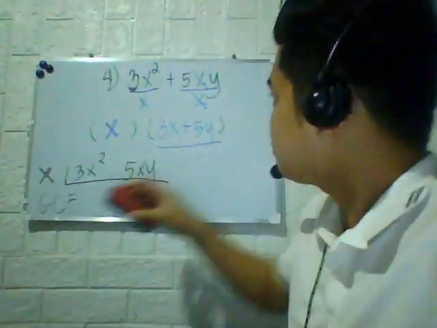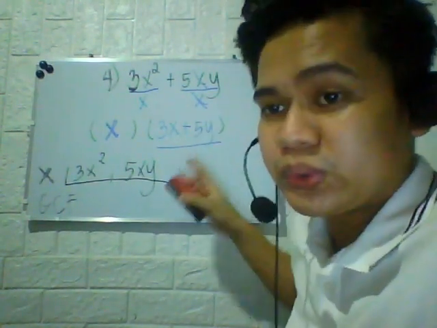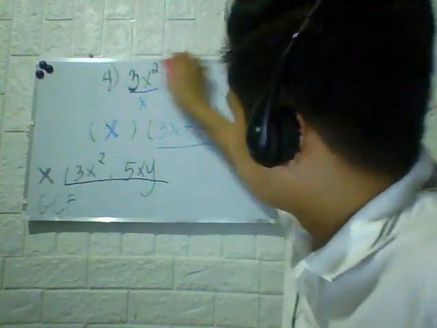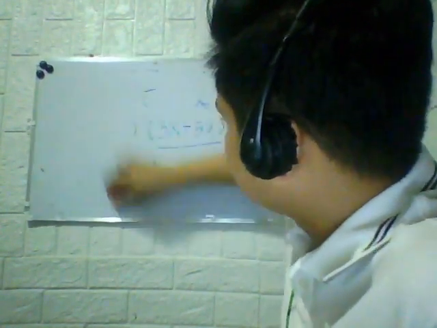Next, I hope you also got this one. Number 5. What do we have here? 4a squared.